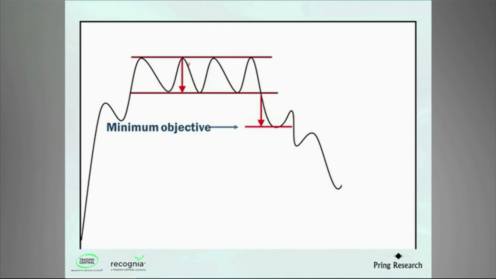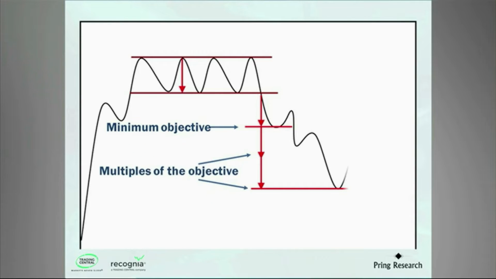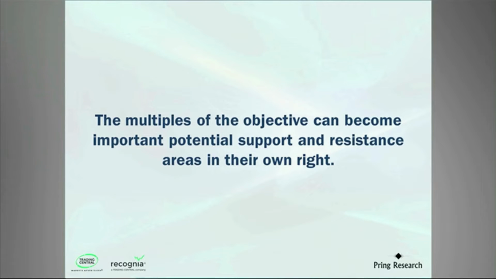Later on, the price reaches twice the objective and bounces and finally reaches 3 times the objective. Note how the subsequent rally is halted at the level of the initial objective. In effect, the various multiples of the objective itself become important support and resistance areas in their own right. Unfortunately, there's no way to determine where the actual juncture point will be for any rally or reaction.